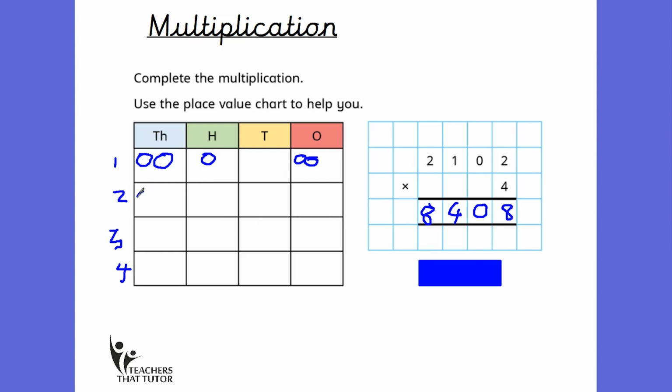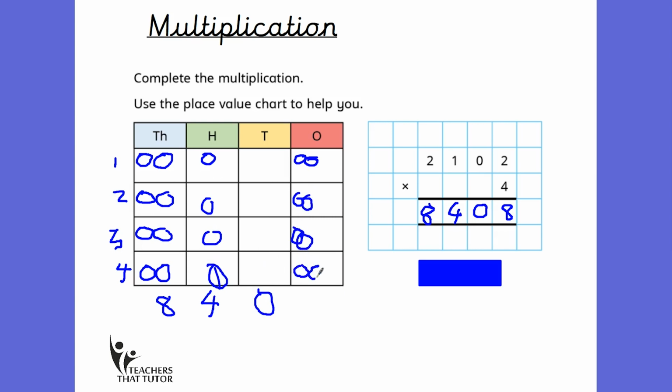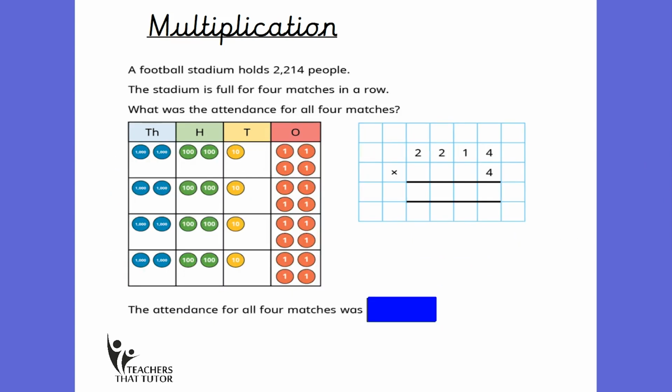If we'd drawn the counters out, we'd have done 4 groups of 2,000, which would have given us 8,000. We would have done 4 times 100, which would have given us 400. 0 groups of 10, and then 4 groups of 2 counters, because we've got 2 counters in the ones column. That would have given us 2, 4, 6, 8. So you can see what it looks like with the place value counters, and then with the more formal multiplication method, which children will be expected to do. And there's our answer, 8,408.